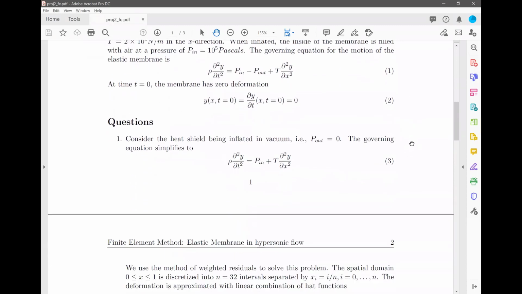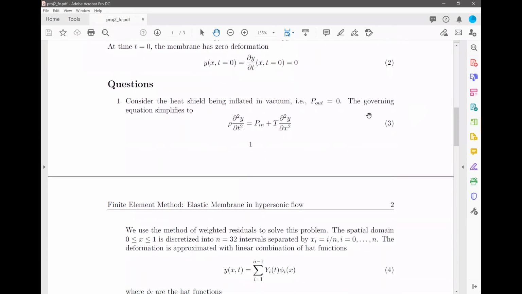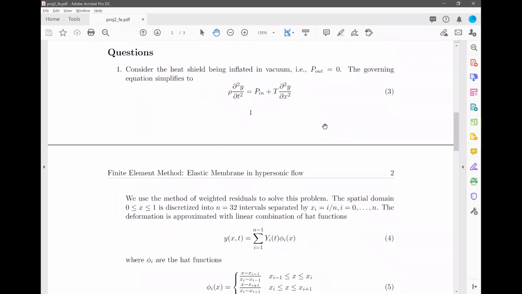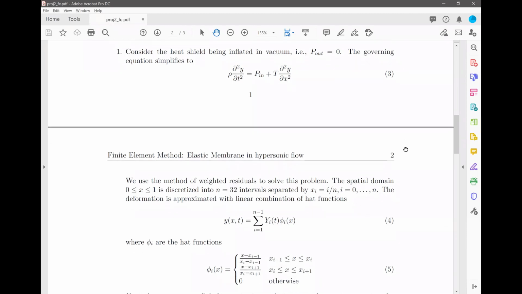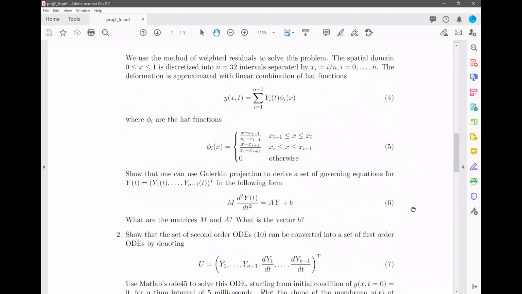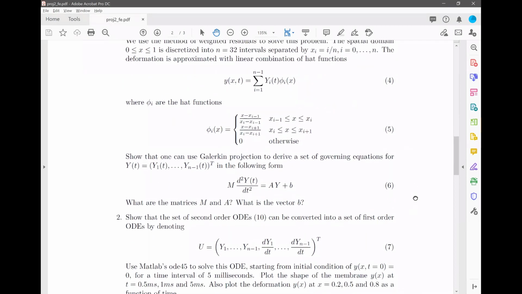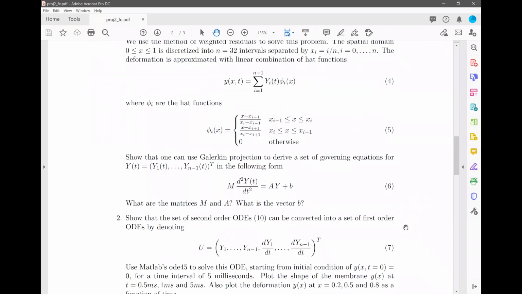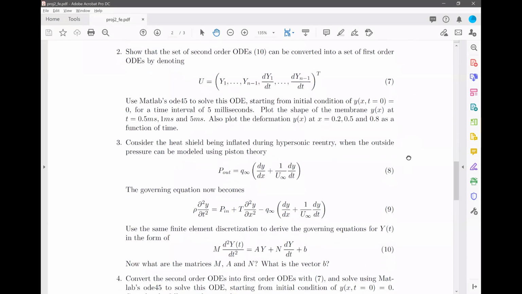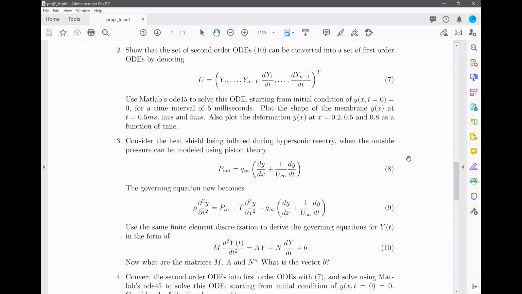All right, so the various questions are, for example, in the beginning, we are going to be considering zero outside pressure, basically in vacuum. And we are going to figure out how the membrane is going to vibrate or reach equilibrium, right? Or not. So this is really the first question, asking you to discretize the differential equation using finite elements and figure out what kind of ordinary differential equations you get. And the second is basically solve the equations.